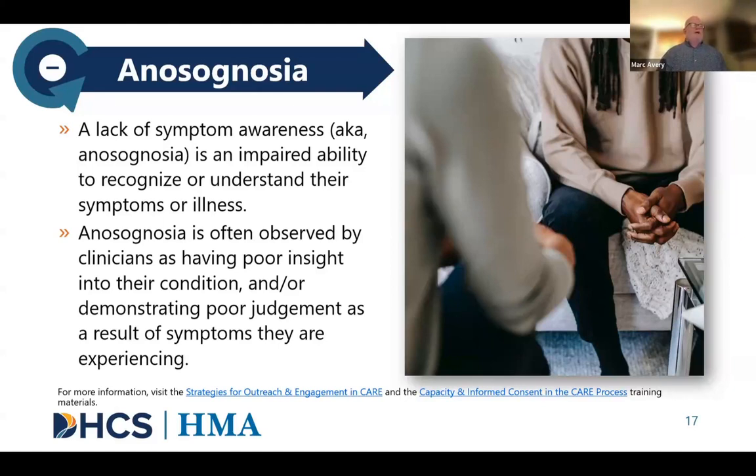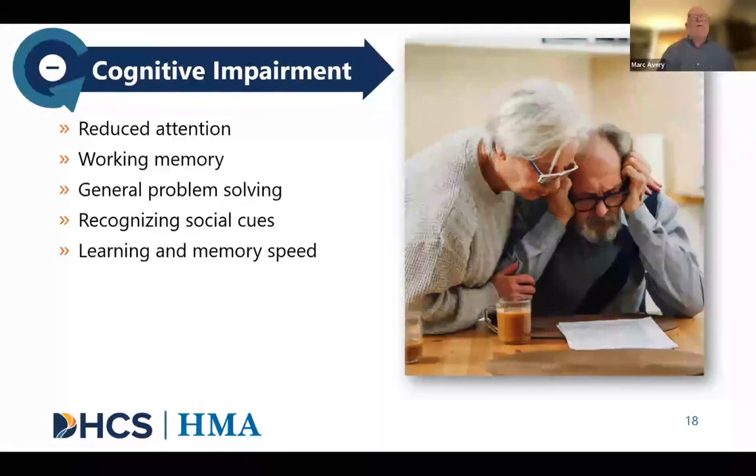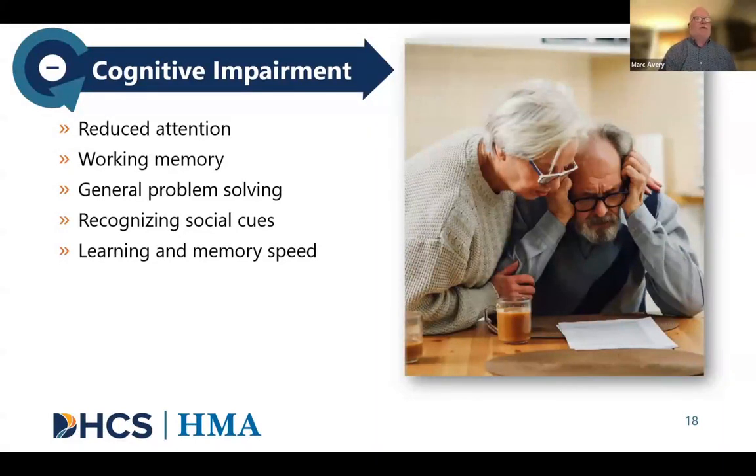The next symptom cluster I'd like to talk about is cognitive impairments. One important clinical aspect of working with persons with schizophrenia is to recognize the real potential that persons might experience cognitive impairments. Cognitive factors such as reduced attention, working memory, and problem solving all can occur in schizophrenia and may require adjusting how treatments are provided.